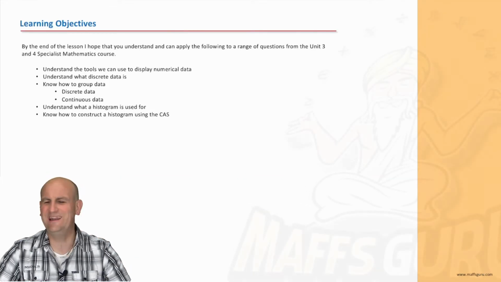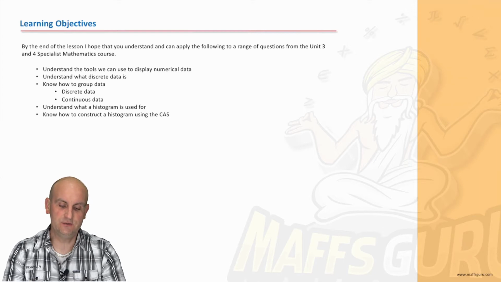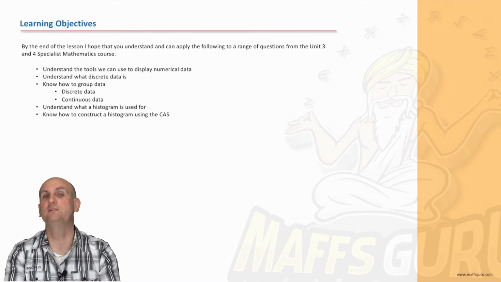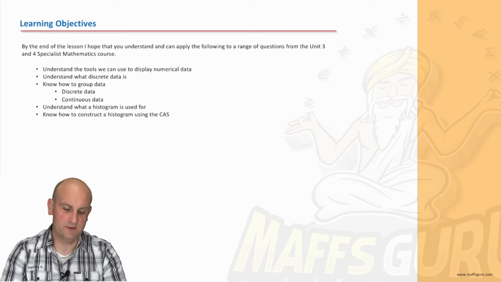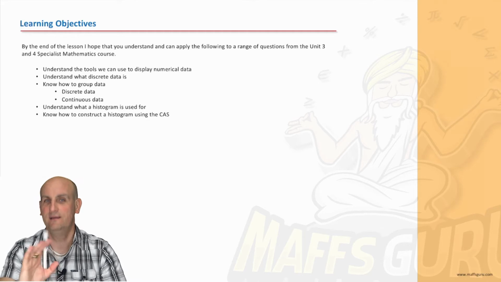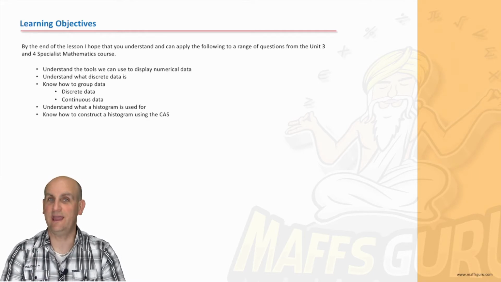What are we going to do? Today's learning objective, or at least for this particular video: understand the tools we can use to display numerical data. In previous videos, we've looked at categorical data and bar charts. Now we're going to do numerical data: understand what discrete data is, know how to group data, understand what a histogram is used for, and know how to construct a histogram using the CAS.